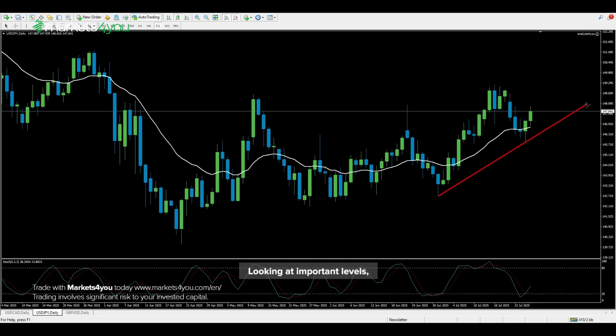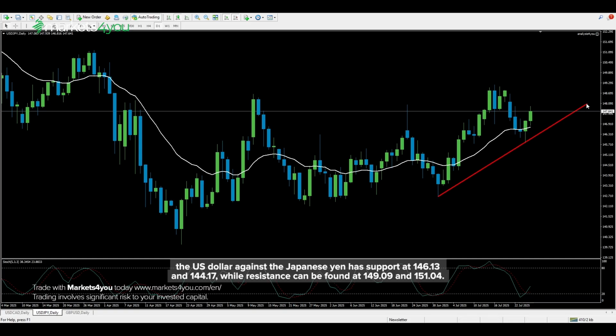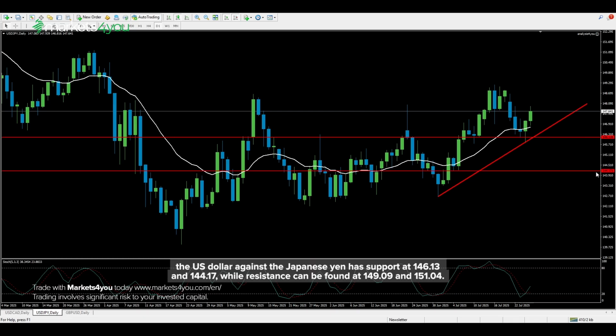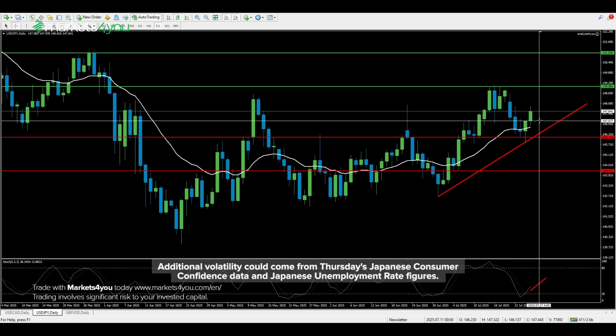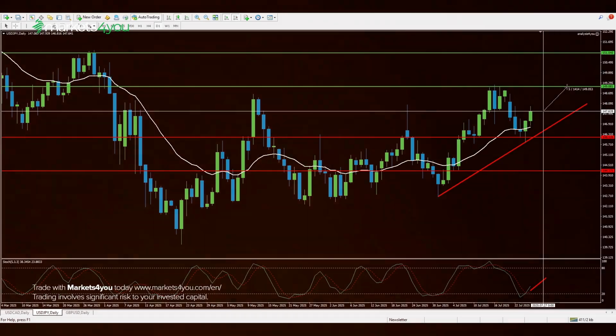Looking at important levels, the US dollar against the Japanese yen has support at 146.13 and 144.17, while resistance can be found at 149.09 and 151.04. The stochastic oscillator is now trying to cross higher around the oversold area, suggesting potential for upward momentum in the short term. Additional volatility could come from Thursday's Japanese consumer confidence data and Japanese unemployment rate figures.